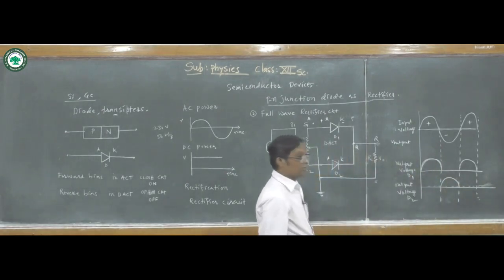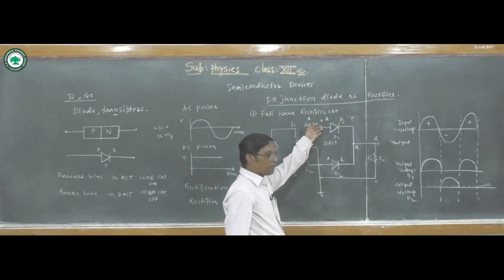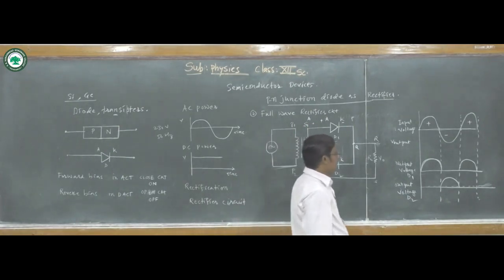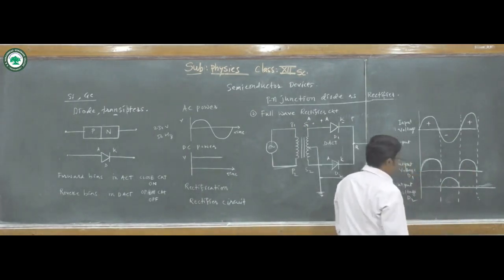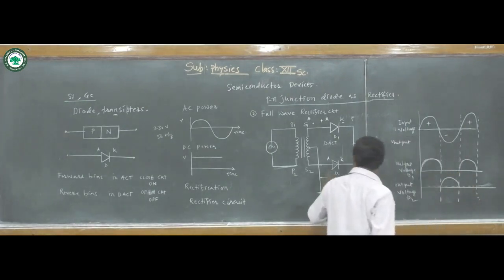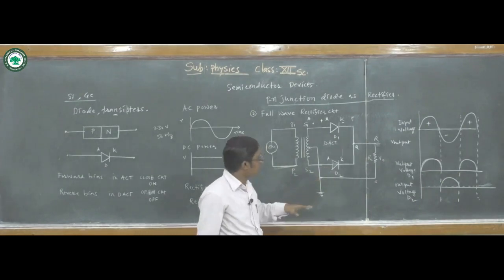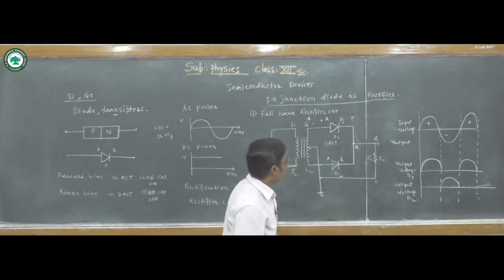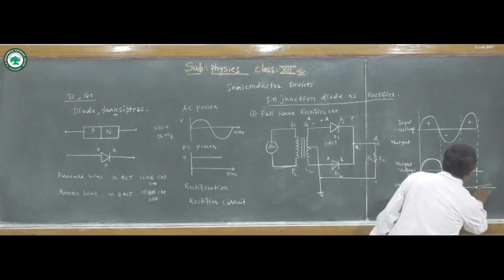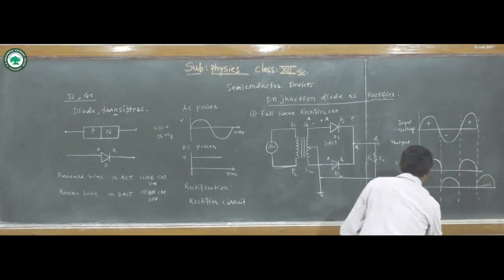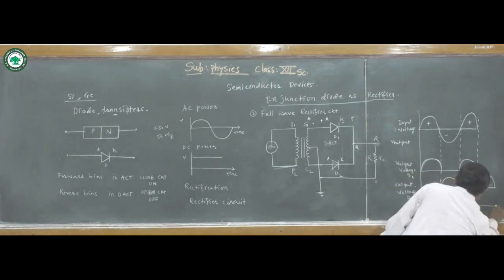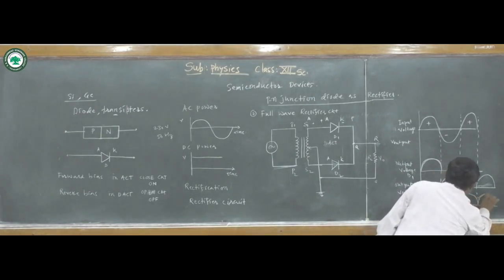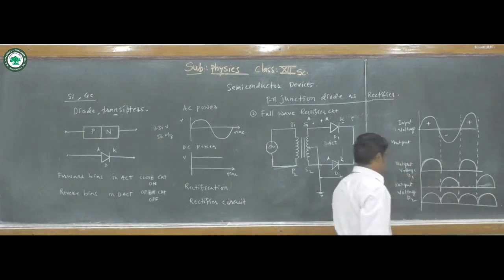Again, in the next cycle, D1 becomes forward biased and D2 becomes reverse biased, and we get the waveform output at D1. And in the negative cycle, diode D2 becomes forward biased, D2 is in activation mode, and we get a waveform like this. The total output of this full wave rectifier looks like this.